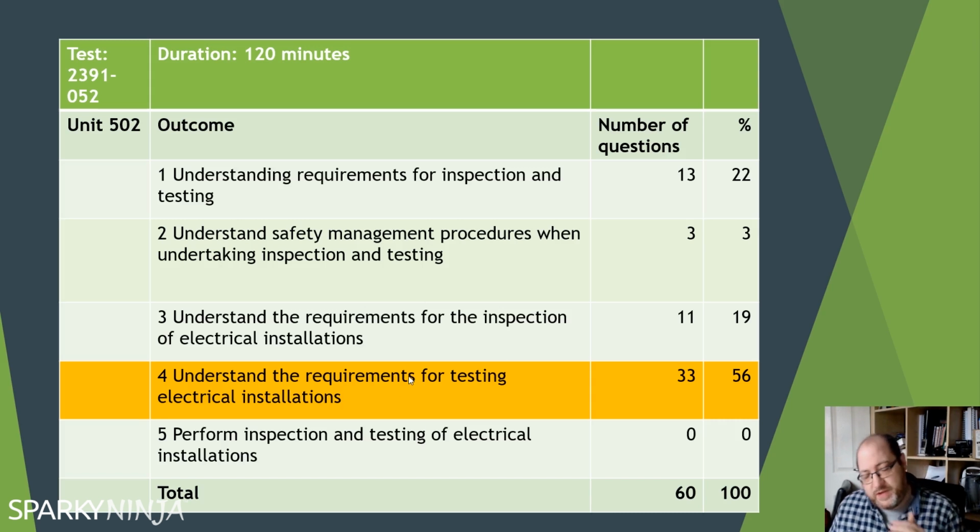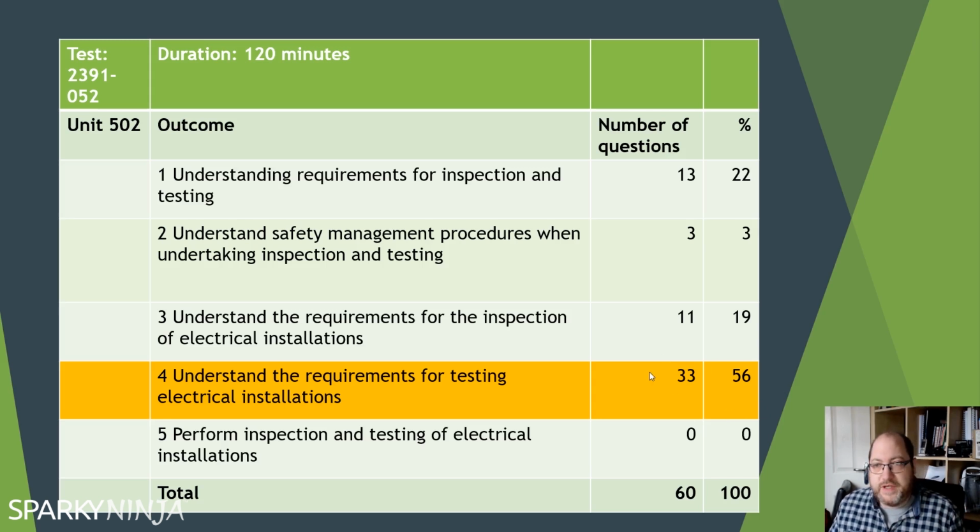Okay, so we've done inspection in outcome 3. We're not going to go on to testing. It's all going to be theoretical. There will be outcome 5 where we'll actually look at doing some performance there. But as you can see, outcome 5 isn't assessed on a theory assessment. Outcome 5 is a practical assessment. The theory assessment is greatly consisting of outcome 4, over half of it.